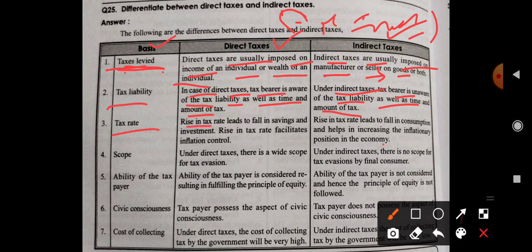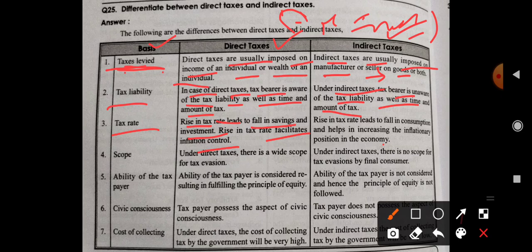Tax rate. Rise in tax rate leads to fall in savings and investment. Rise in tax rate facilitates inflation control. If direct taxes are increased, what happens? There will be a decrease in savings, because whatever amount you are paying to the government will be more and your savings will be less.